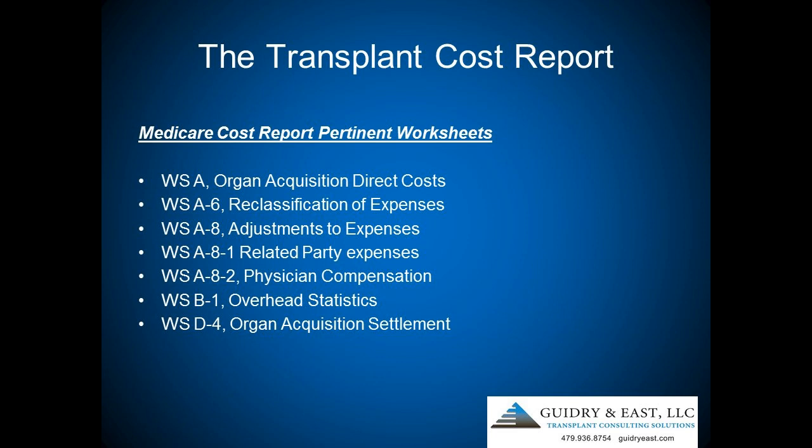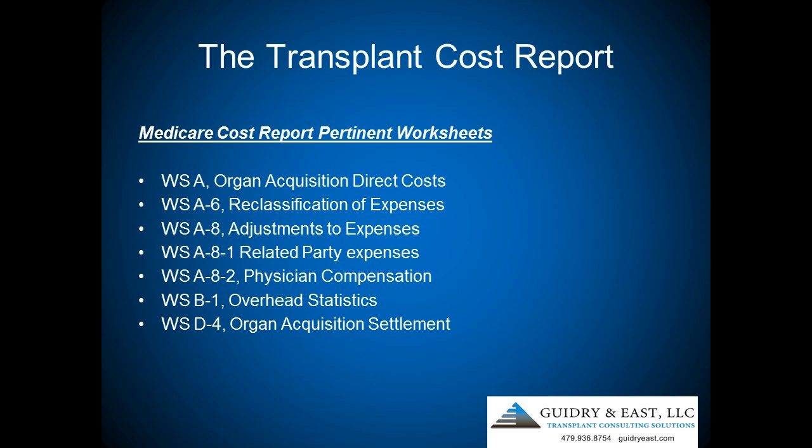So let's talk about the cost report itself. There are certain pertinent worksheets that are very important to organ acquisition, and they're displayed on this slide. Worksheet A essentially is a reflection of your general ledger. It's the direct costs that were booked to your general ledger. Worksheet A6 is a mechanism of the cost report that allows you to reclassify costs from one Medicare cost report cost center to another. Worksheet A8 is where you can make adjustments to expenses. Earlier, Alex talked about some non-allowable expenses. Well, this is where you would remove the costs from organ acquisition reimbursable costs through Worksheet A8.